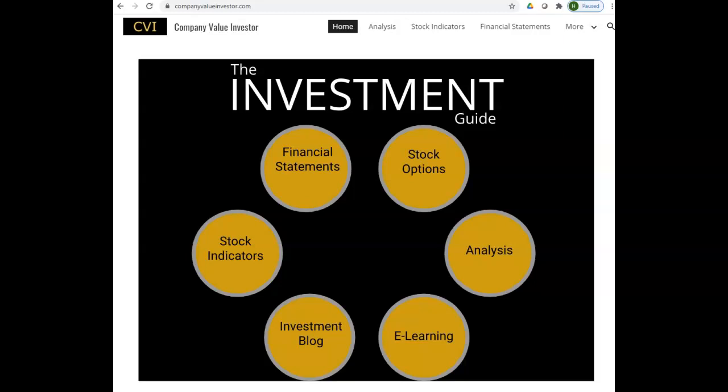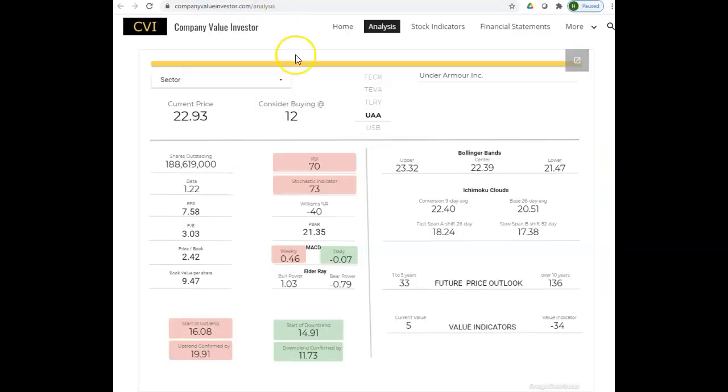In today's video, I am going to show you how to use the RSI indicator. The Relative Strength Indicator, RSI, is a technical indicator that measures stock price changes to help evaluate if the stock is overbought or oversold.